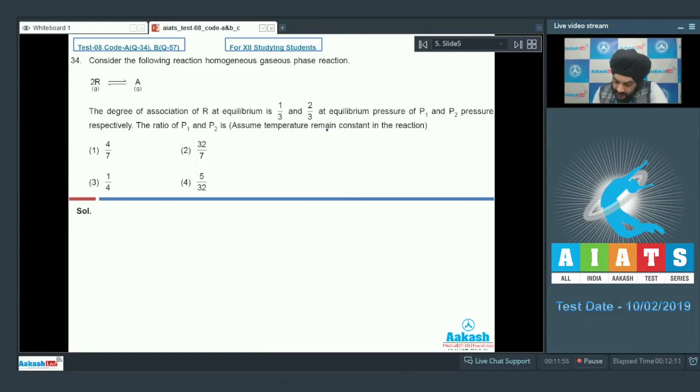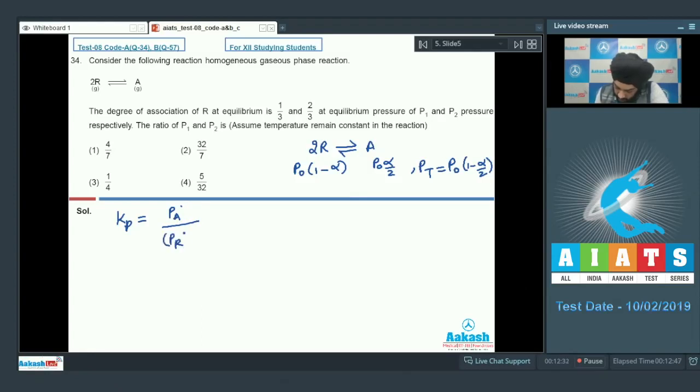So if we try and solve the equilibrium which is given to us, so we have 2R converting into A. So let's assume that the initial pressure of R was P0. So we have P0 1 minus alpha giving us P0 alpha by 2. So the total pressure can be written in terms of P0 and alpha as P0 into 1 minus alpha by 2. Now we can talk about the Kp of this reaction. The temperature given to us is constant, so the Kp will not change. So the Kp will come out to be equal to pressure of A upon pressure of R whole square.